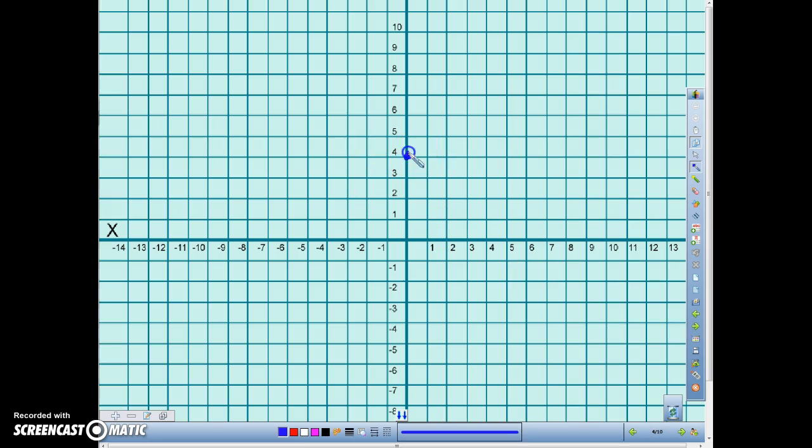On that first one, it was a negative 3 slope, so we go down 3 to the right 1, down 3 to the right 1. And then you can also continue your pattern by going up 3 to the left 1. It's a solid line because it's got the equal to with it.